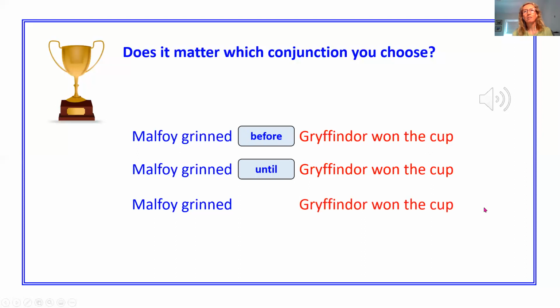Malfoy grinned after Gryffindor had won the cup. Maybe he did, but I don't think he would have done. Okay, so choosing the correct conjunction is important.